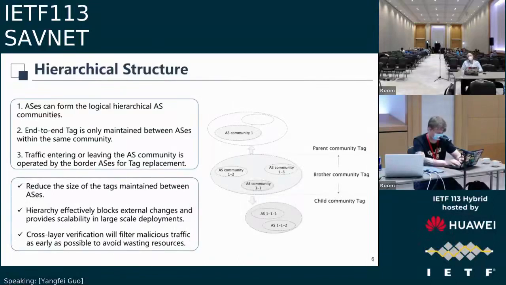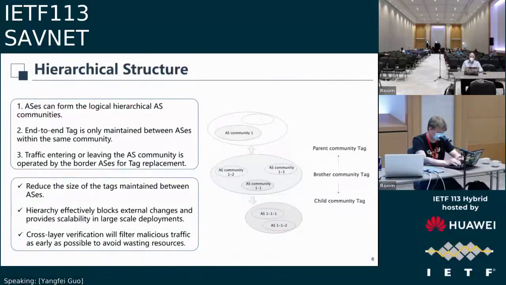when deployed at scale. In eStarf, AS can form a community structure with a hierarchy that splits the previous end-to-end tag maintenance between AS into a segmented cross-layer tag verification and replacement. The end-to-end direct trust is replaced with a cross-layer chain of trust delivery. In AS community, end-to-end tag is only maintained between AS within the same community. Traffic entering or leaving the AS community is operated on by the border AS for tag replacement.